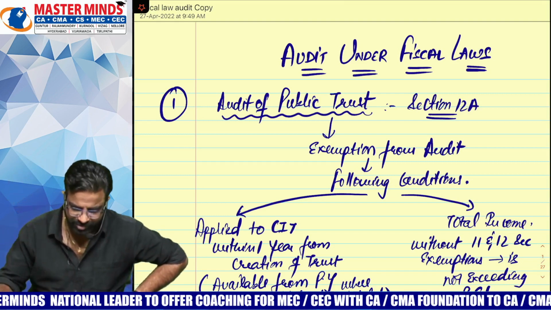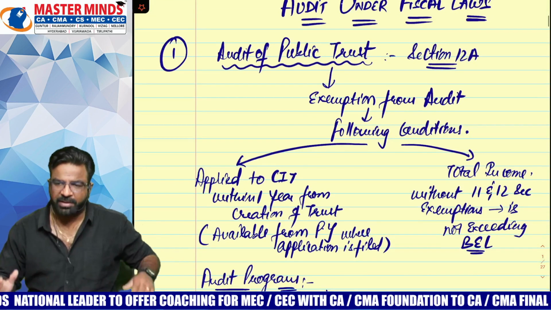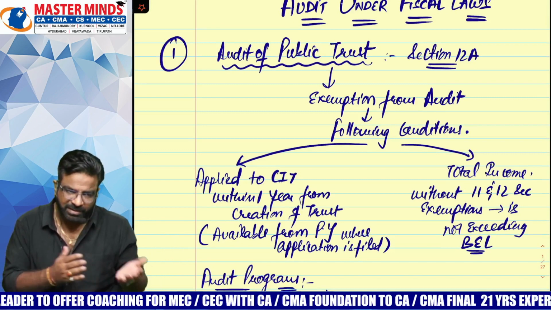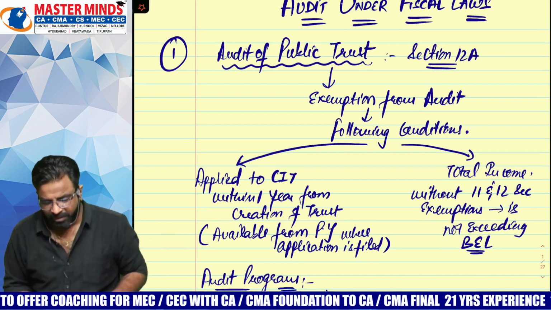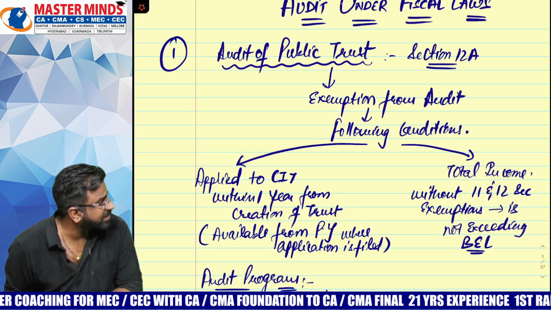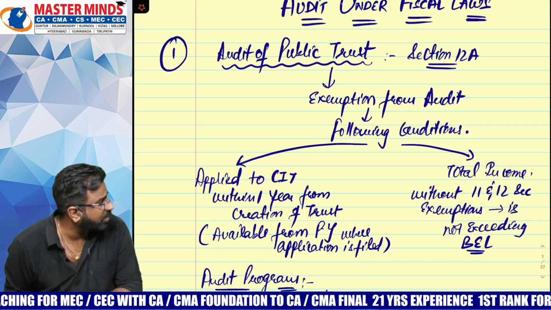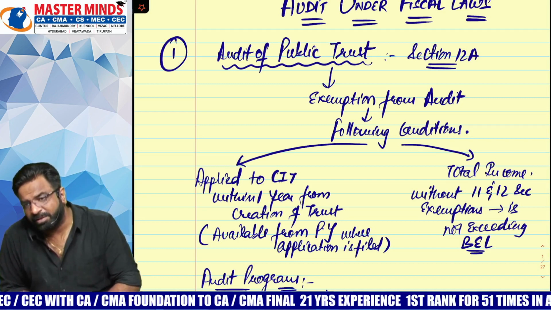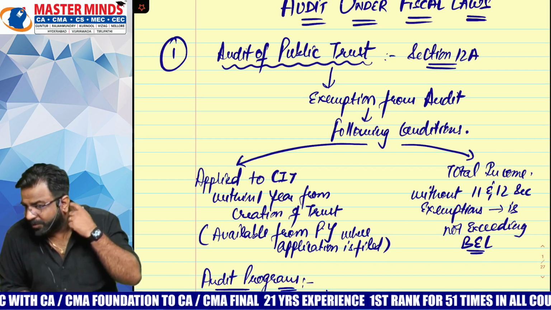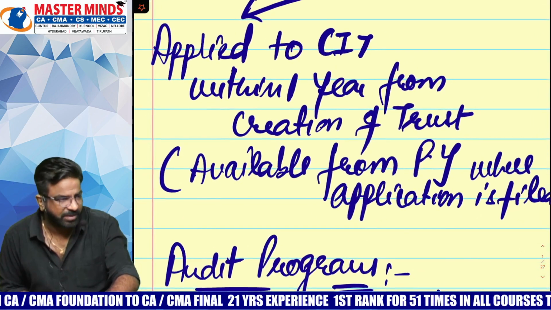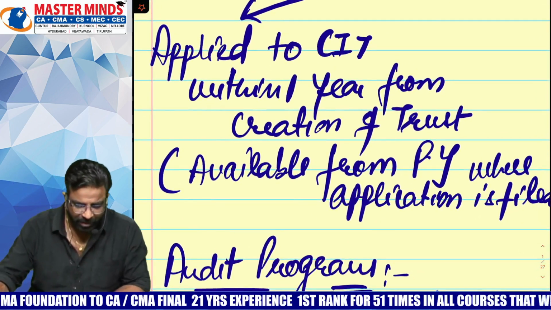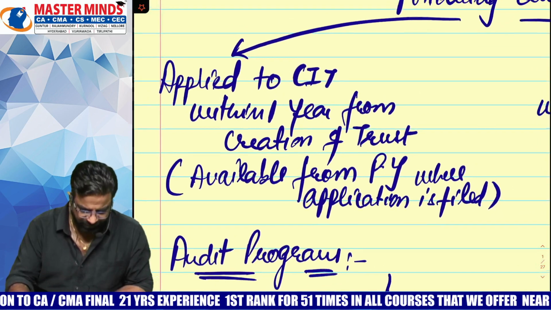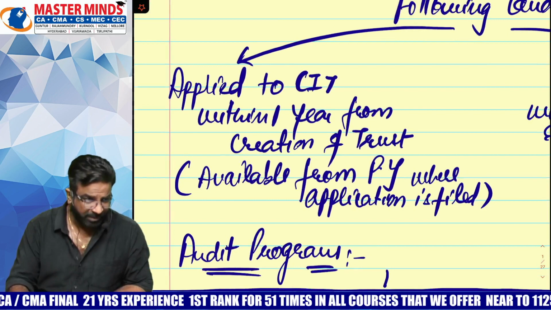Let's do a stretch. Now, first of all, under that there are three types of audits. One is the non-tax audits, one is the tax audits, and one is the public trust audit. Public trust audit comes under section 12A, exemption from audit under the following conditions. If you are an auditor for a public trust, the trust need not get the audit done if point number 1 is satisfied. Read point number 1: applied to the Commissioner of Income Tax within 1 year from the creation of the trust, available from the previous year where the application is filed.